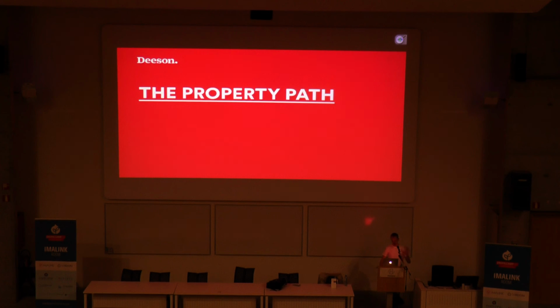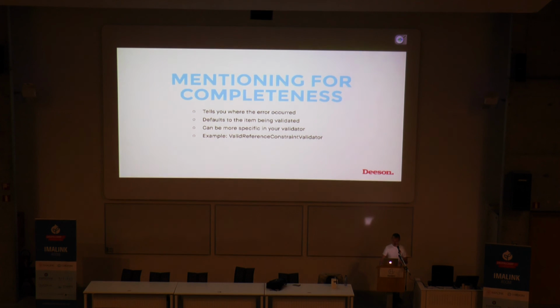So we're almost through the technical part. The property path. So what I mentioned about the context. How do you specify where the violation occurred? That's the property path. I'm just mentioning this for completeness because usually you don't need to use this. It tells you where the error occurred. It defaults to the item being validated. So when I mentioned that if you're validating the entity, the context will be the entity. But then it goes down and it knows where it is. So when it validates a field on that entity, it knows it's in that field. So it will properly report that the violation occurred on that field.